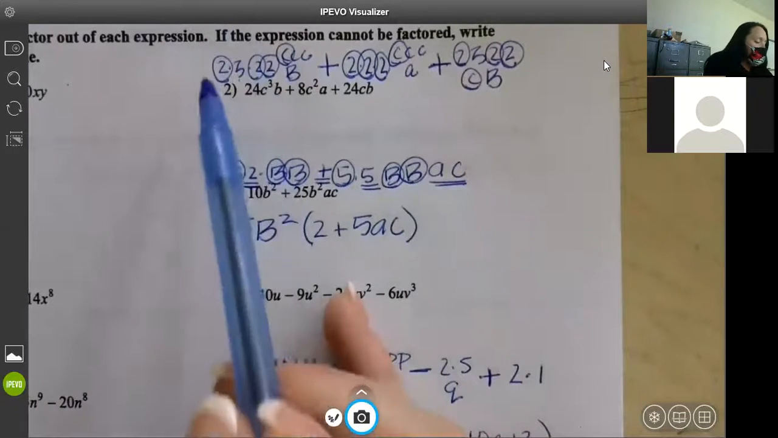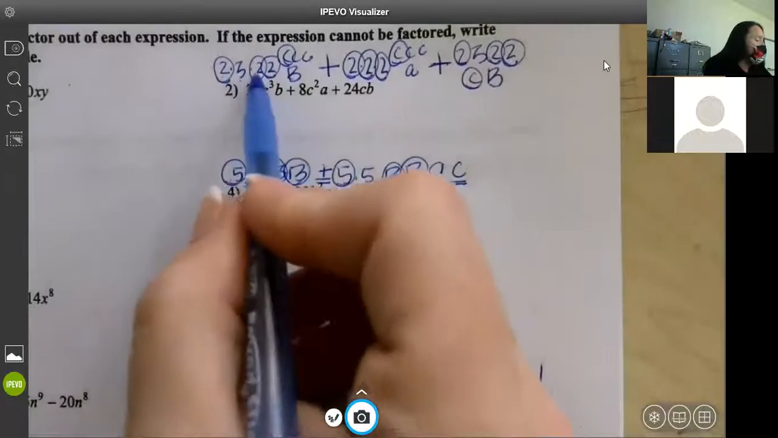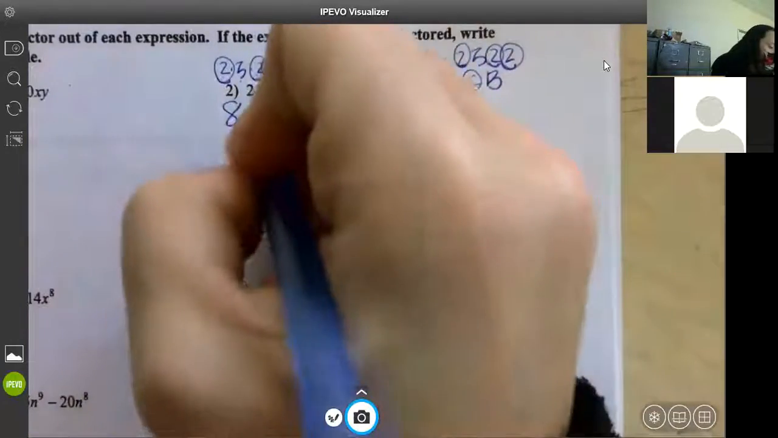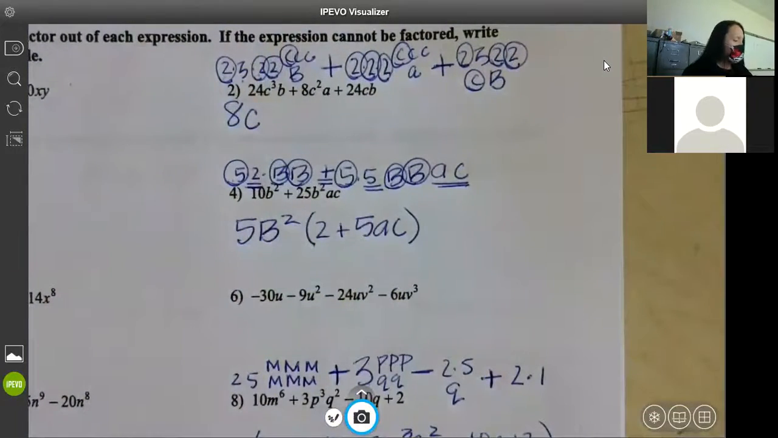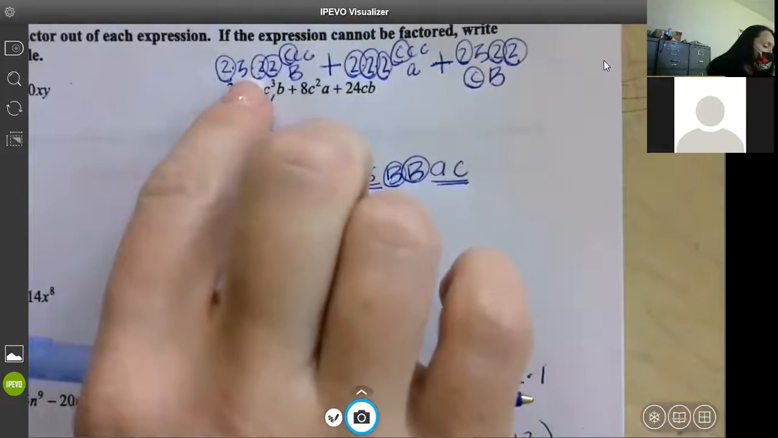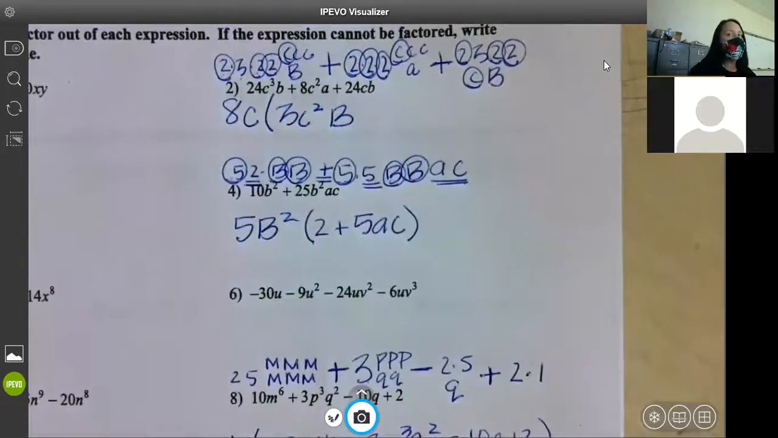Okay, so it's got to be in every one the same amount of times. Then we just put it together. What's 2 times 2 times 2? Be careful about this. 2 times 2 is 4, times 2 is 8, and we circled a C. That's your GCF. Then you write down the leftovers. So in this first one, there's a 3, 2 C's, and a B.